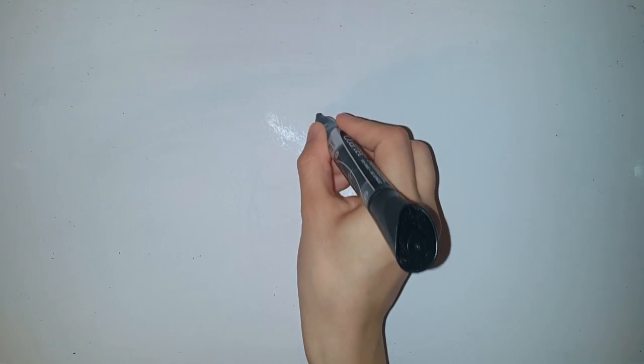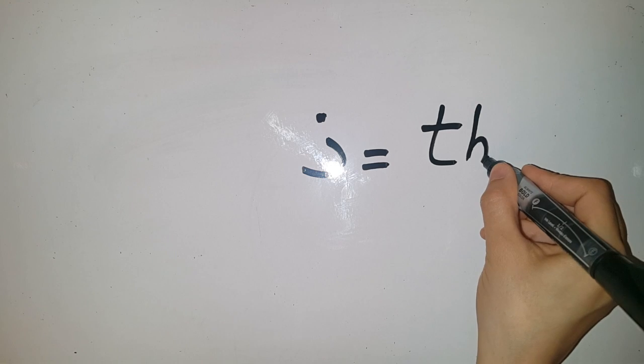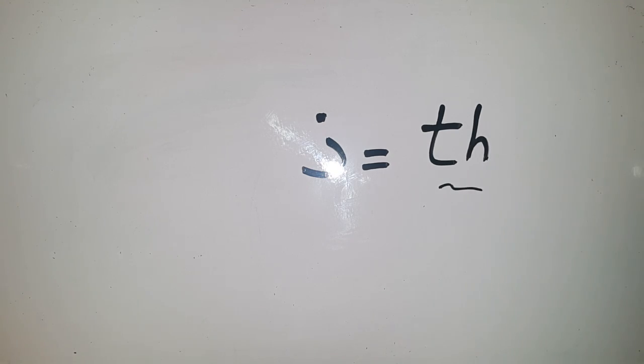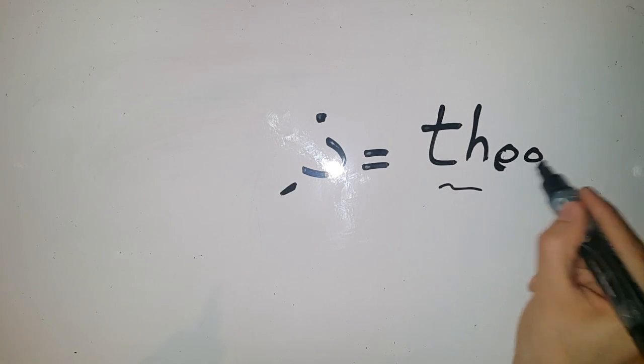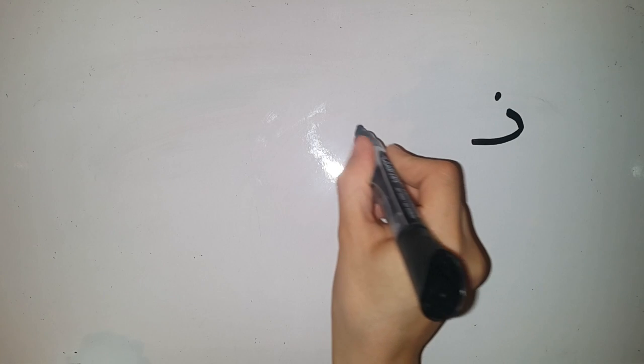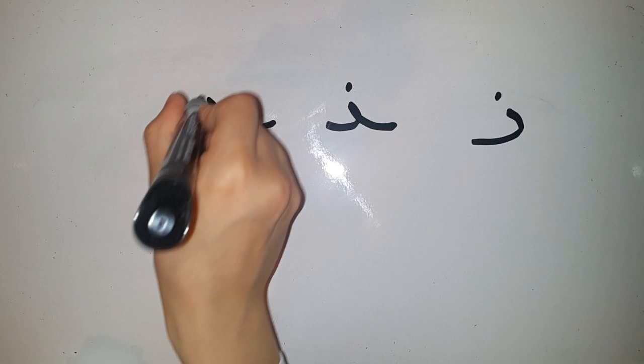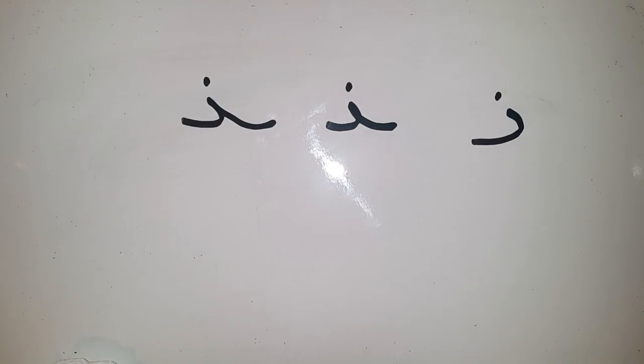Moving on to the next letter, the. That would be like a th in English, but the sound, not the th, like this or that. So the, and then you have thu, and then you have thi. At the beginning, that would look like this. In the middle and at the end, they actually look the same. I don't know why I did it twice, whatever.